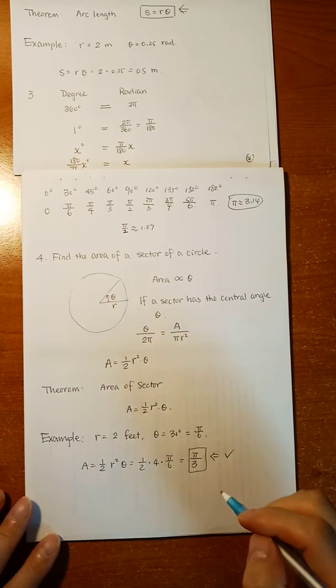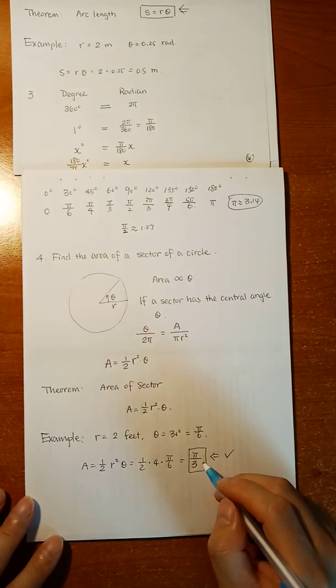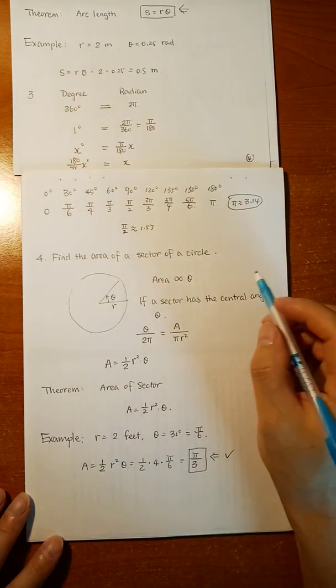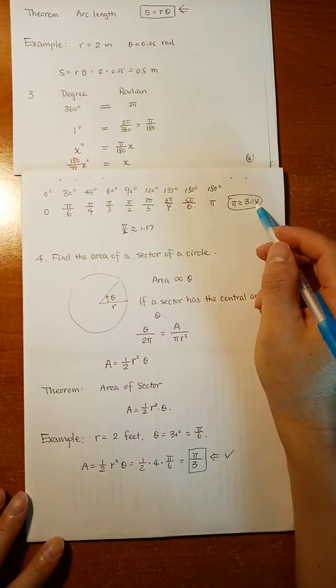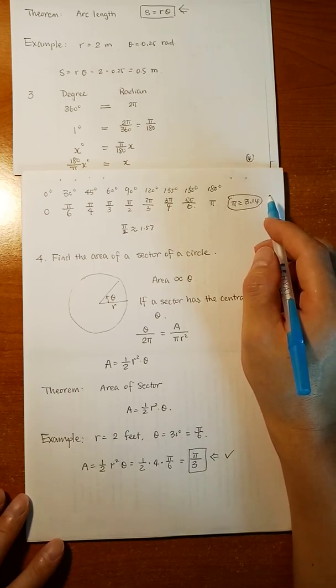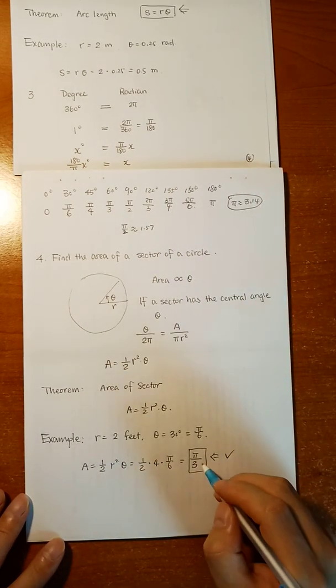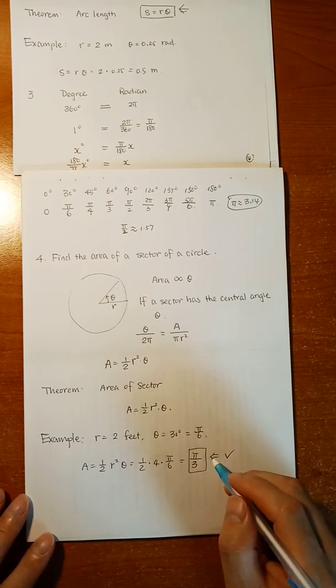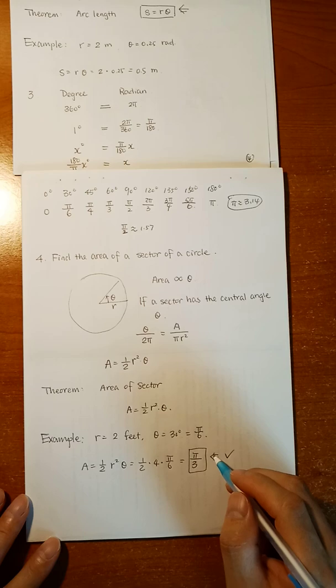Don't ever divide 3.14 by 3. That's not correct. Pi is pi. We only say it's approximately 3.14. It's never equal to 3.14. So here you have to write it as pi over 3 in pre-calculus and calculus.